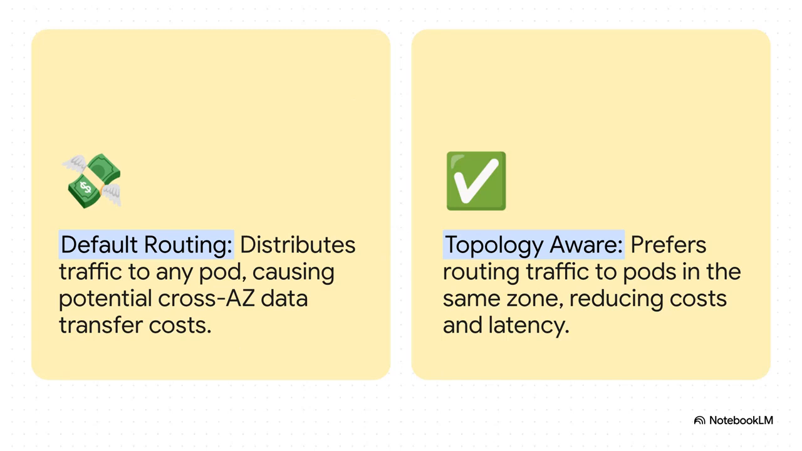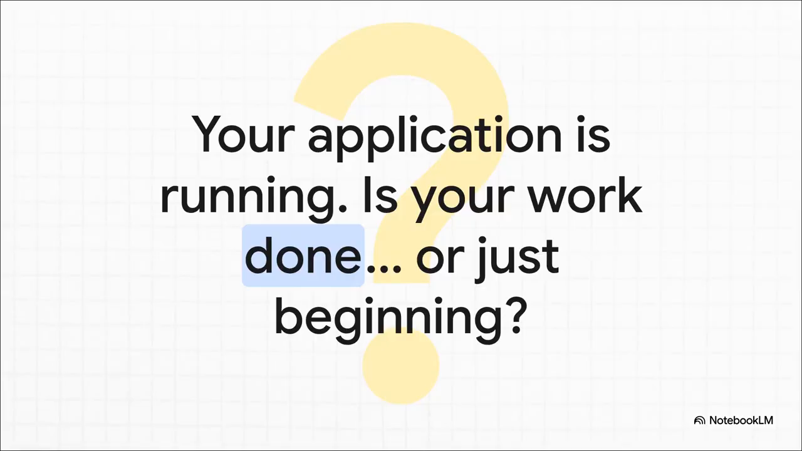But the solution here is actually surprisingly simple. There's a feature you can enable called topology-aware routing, and it basically just gives Kubernetes a hint. It says, hey, if you can, please keep the traffic local. That one tiny hint has a huge impact. It lowers latency for your users, making your app feel faster, and it directly slashes your AWS bill by getting rid of those pointless cross-zone data transfer fees. It's a total win-win.